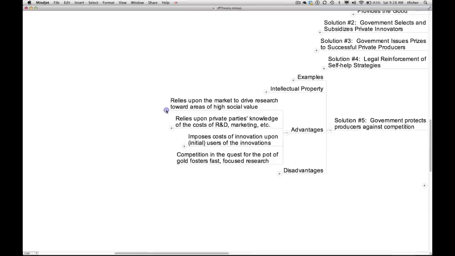Second, the copyright system does not rely upon government administrators to determine the best paths for research and innovation. Instead, it places control in the hands of private parties who typically have better knowledge than the government administrators concerning the cost and benefits of alternative potential lines of research, writing, artistry, and so forth.